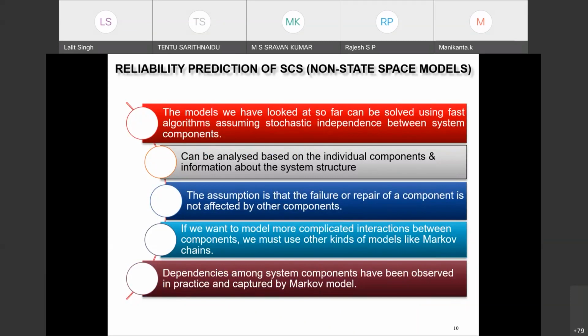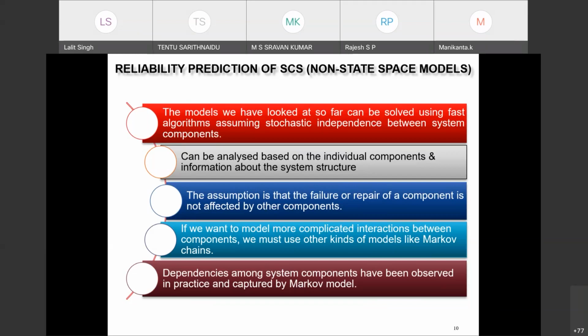Now, the models that we have seen so far can definitely be solved using fast algorithms. But they assume stochastic independence between the system components. They assume that if any component fails, only it is responsible and it is an independent failure. But no, when we deal with stochastic processes, one component may fail because of another component, because of getting the wrong input from the other component. So there is some stochastic dependence between the system components, and it is essential to include that stochastic dependence between all the system components.